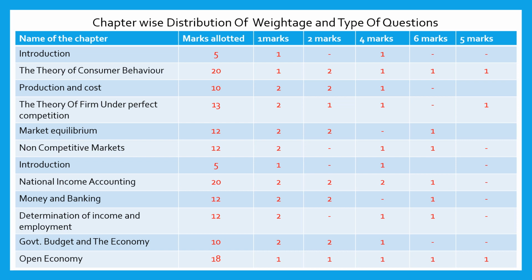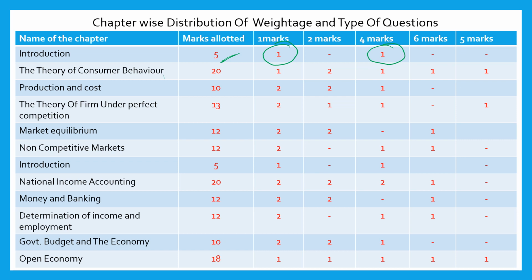So now we are going to start. From the first chapter, dear student, you can expect one 1 mark question and one 4 mark question. The total marks allotted is 5 marks. From this chapter, there are 5 4 mark questions. If you prepare those 5 questions, out of 5, 1 question you can expect for 4 marks.